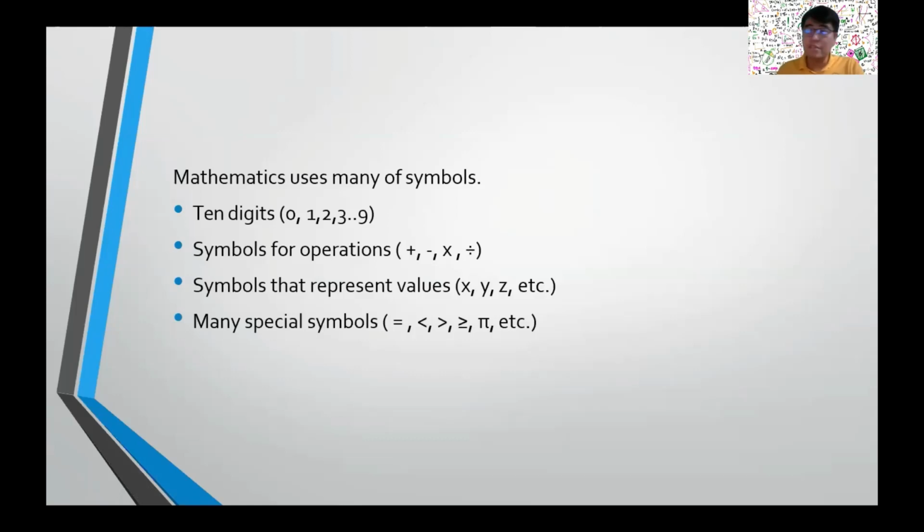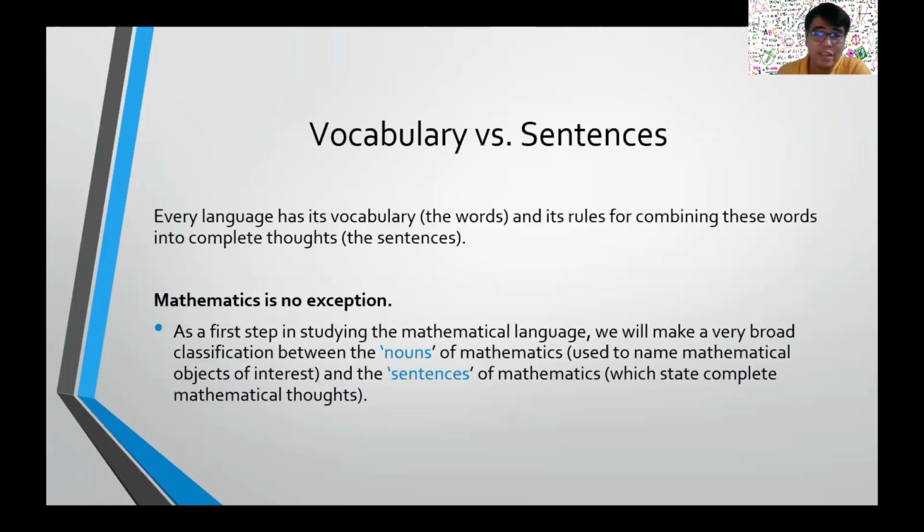Symbols for operations: plus, minus, multiplication, division. Symbols that represent values: x, y, to infinity. And many special symbols, like equality, less than sign, greater than sign, greater than or equal sign, the pi, etc. So, vocabulary versus sentences. Every language has its own vocabulary, the words, and its rules for combining these words into complete thoughts and sentences.